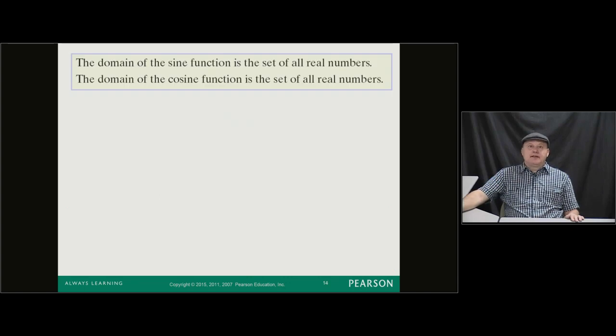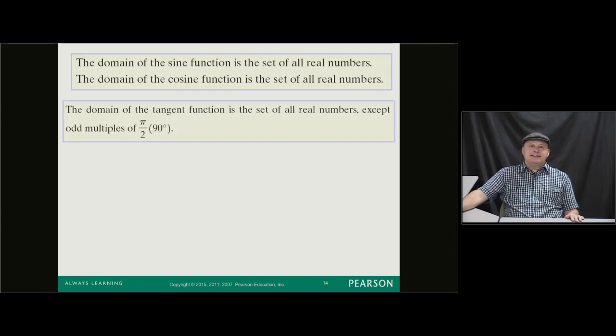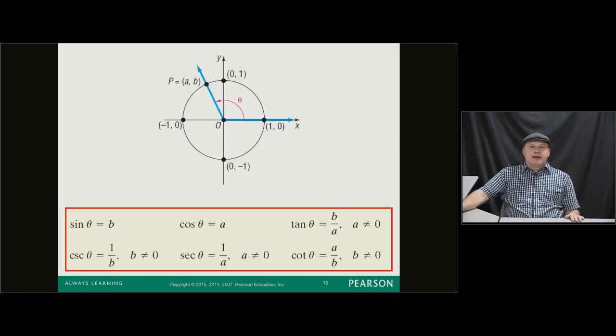Alrighty. Now let's look at the next one. The domain of the tangent function is the set of all real numbers except odd multiples of pi over 2, 90 degrees. Again, let's go back to the picture. If you remember, the tangent of theta is b over a, right? And a cannot be 0. So the only time the tangent is going to be undefined is when a is 0. Looking at that picture, when is the a going to be 0?